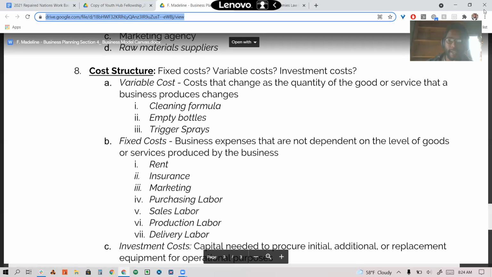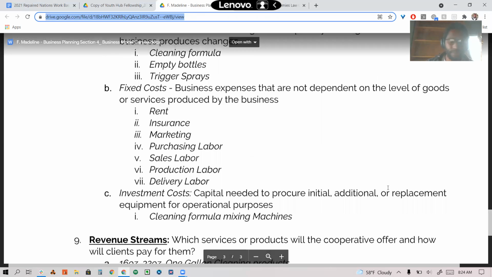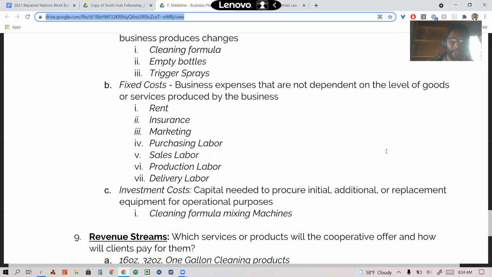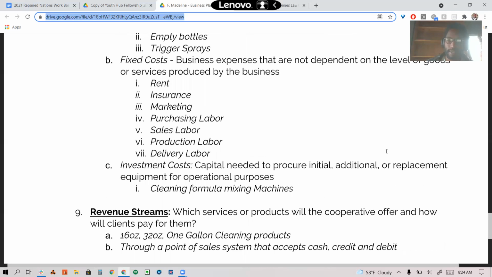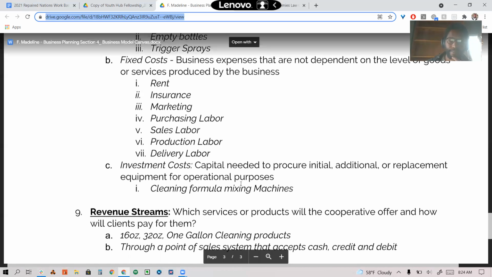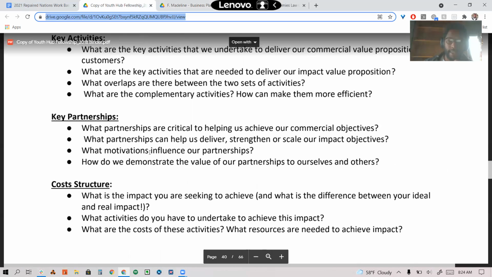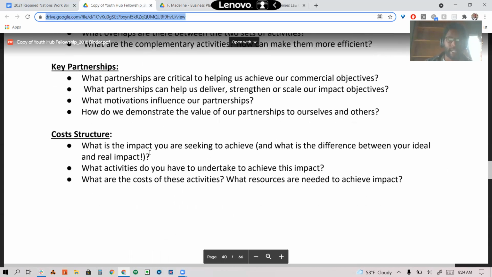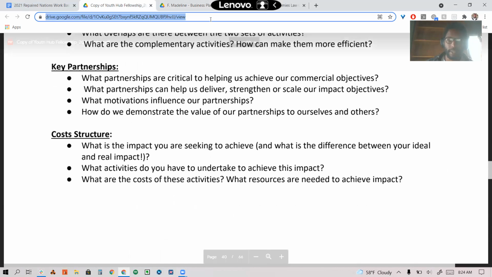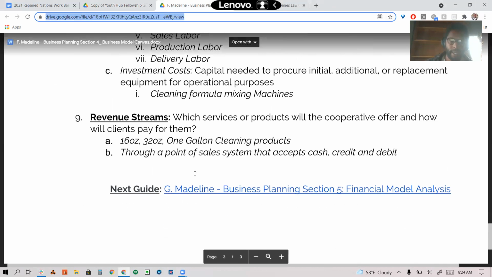Fixed costs are things that are not dependent upon the level of goods going out. So things like rent, insurance, marketing, and certain kinds of labor. Investment costs are the capital needed to get the initial, additional, or replacement equipment. Here they're talking about cleaning formula mixing machines, an asset they're going to need down the line. Looking at the Youth Impact Hub questions, it's pretty much the same thing, so I'm not going to belabor that.